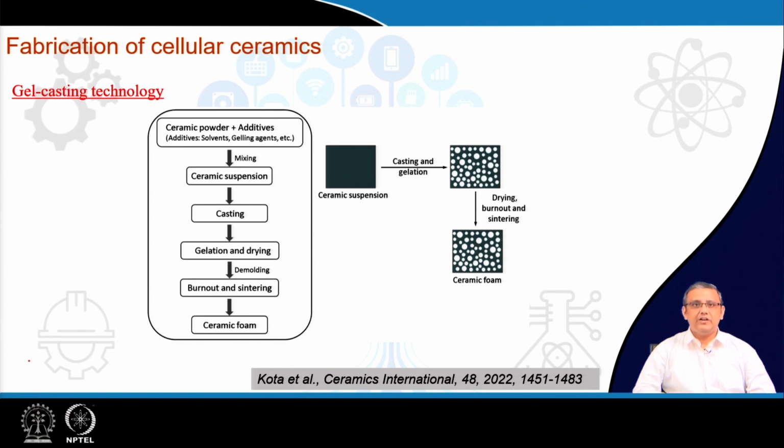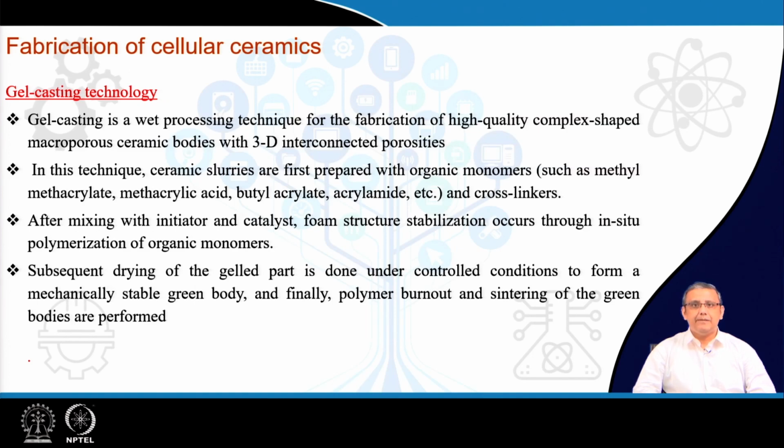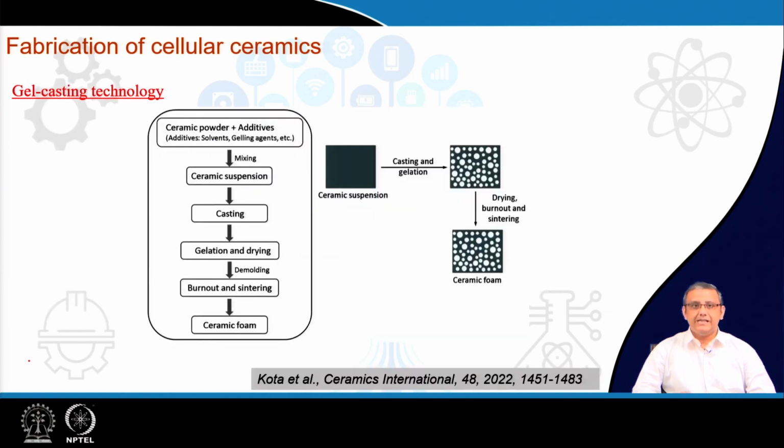The process starts with the formation of a slurry. The slurry typically contains some organic monomers and cross linkers along with the ceramic powder. After mixing with the initiator and catalyst, an in situ polymerization reaction takes place and through this reaction the foam structure is formed. After the foam structure is stabilized, the drying of the gelled part is done in a controlled atmosphere and then the polymer burnout and sintering takes place as the final process to give the ceramic foam.